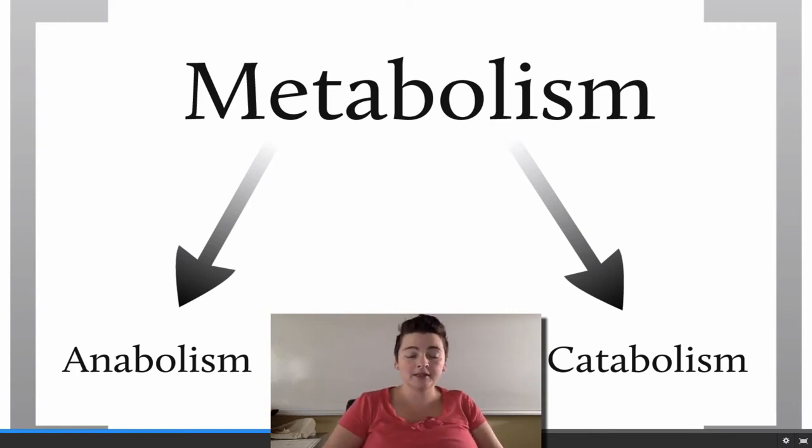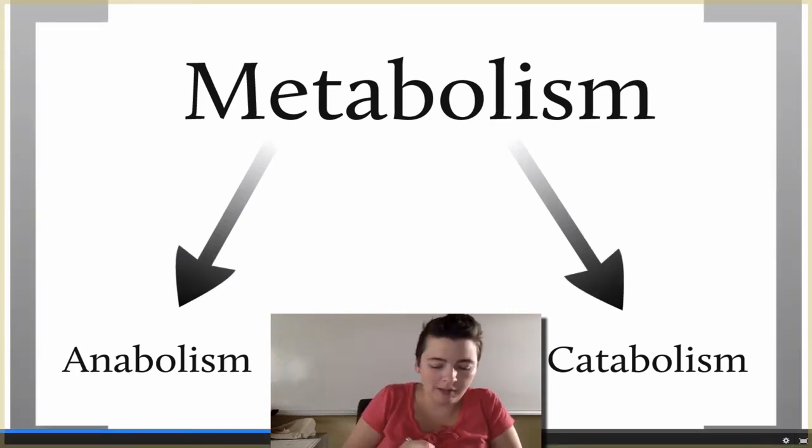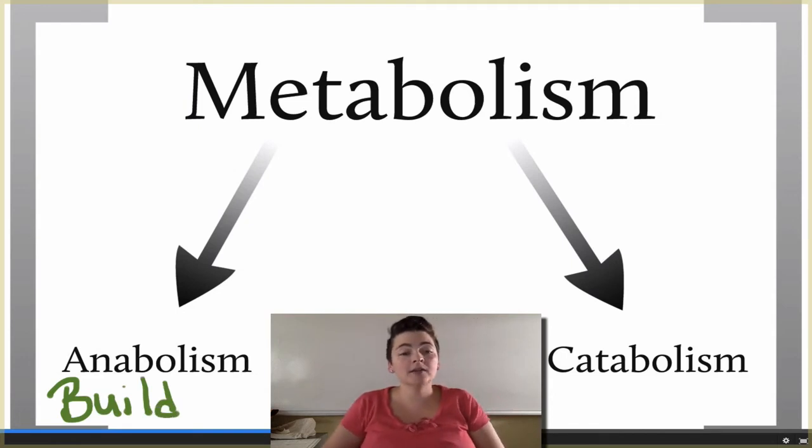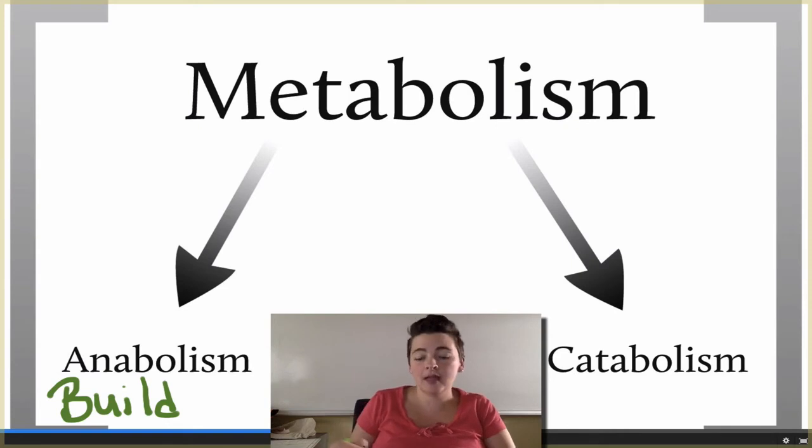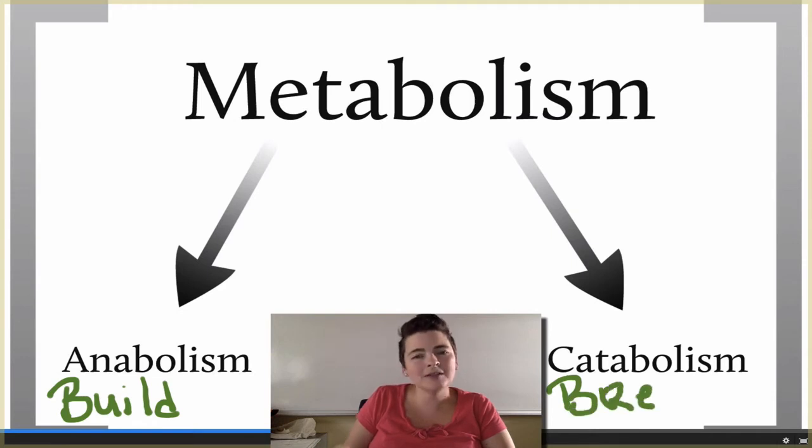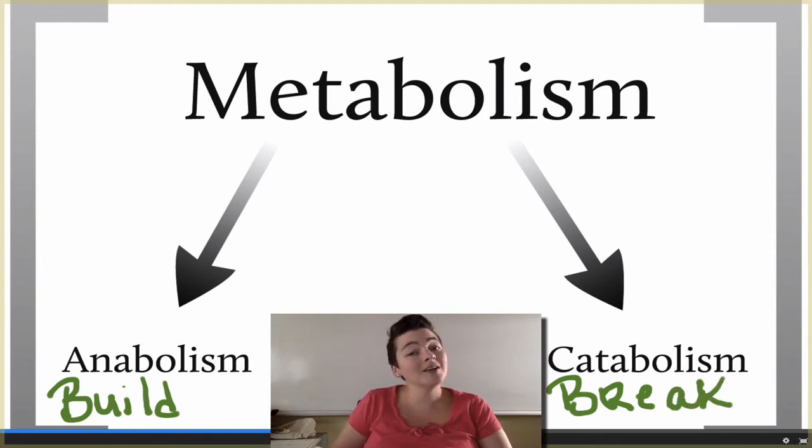First, we have anabolism. Anabolism is building a molecule. If you think of anabolic steroids, they help you build muscle. Anabolism are reactions that build. Then we have catabolism. Catabolism are reactions that break down. The way that I remember this one is catabolism cut. You're cutting in half, you're kind of breaking it up. So when you are digesting, you are doing catabolism.